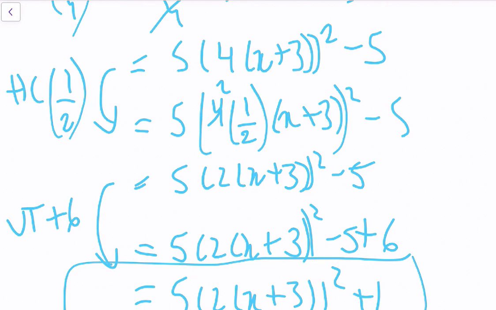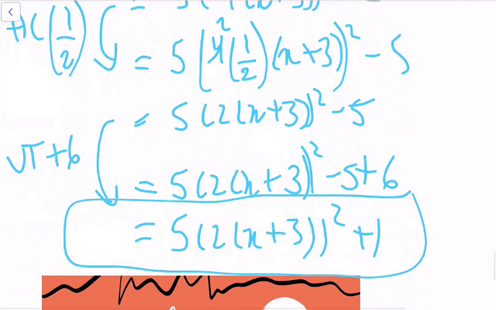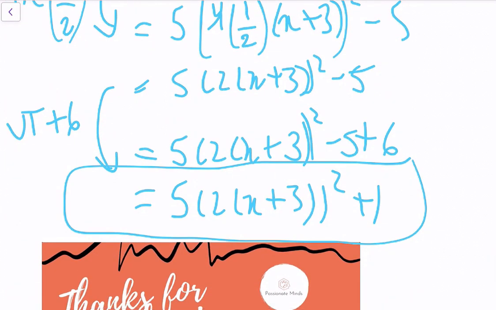And then the last step is to undo the vertical translation. So that's why I added 6 units, to the vertical component. And this gave us an overall function of 5 times 2 times x plus 3 all squared plus 1.